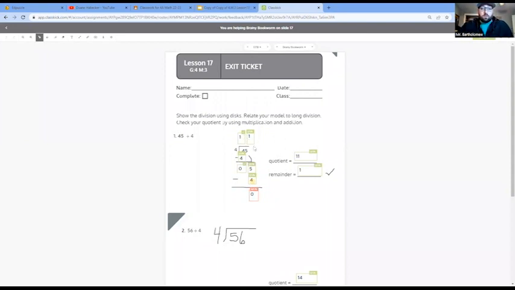So this student went through and they filled in most of the boxes correctly. They actually ended up with an 8 out of 9, which is pretty good. They answered the quotient correctly. They answered the remainder correctly, but they did not subtract correctly.